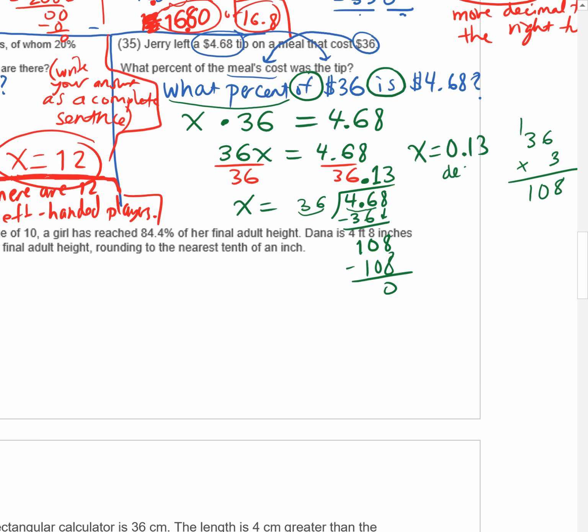But remember, whenever you're looking for a percent, once you solve it, you're going to be left with the decimal form of that percent. So I need to move the decimal to the right twice. 1, 2, that'll make it 13%.